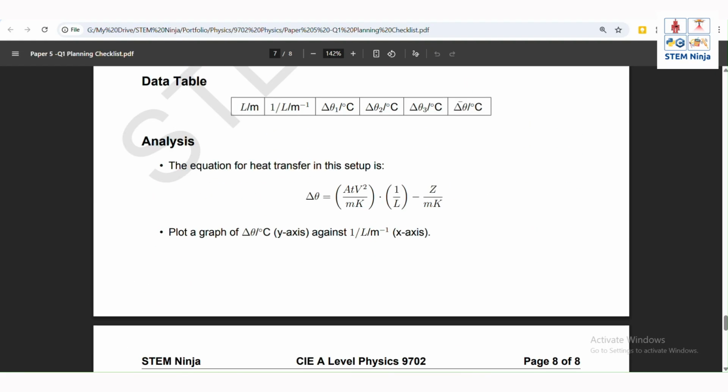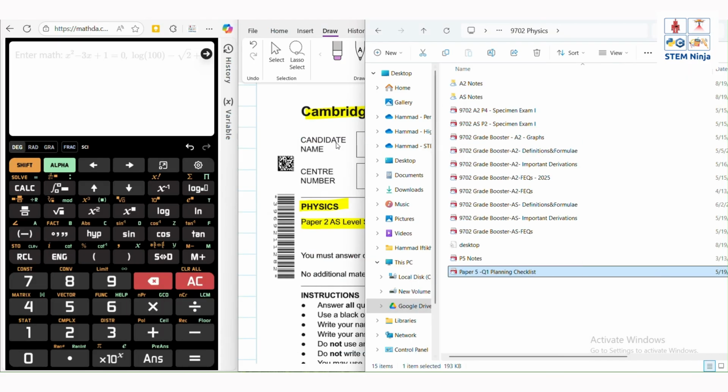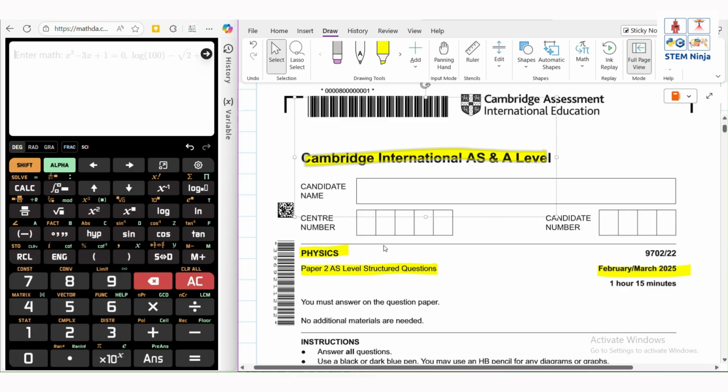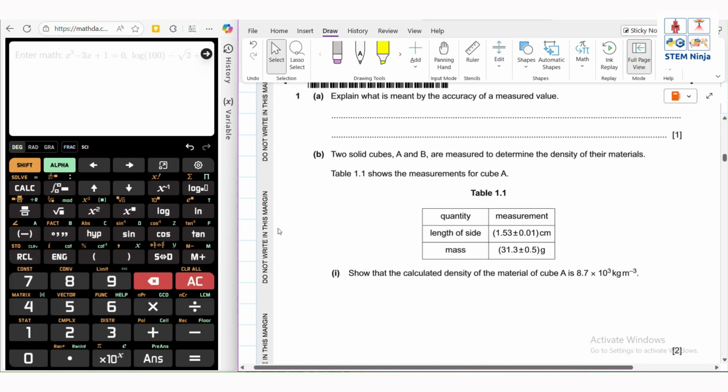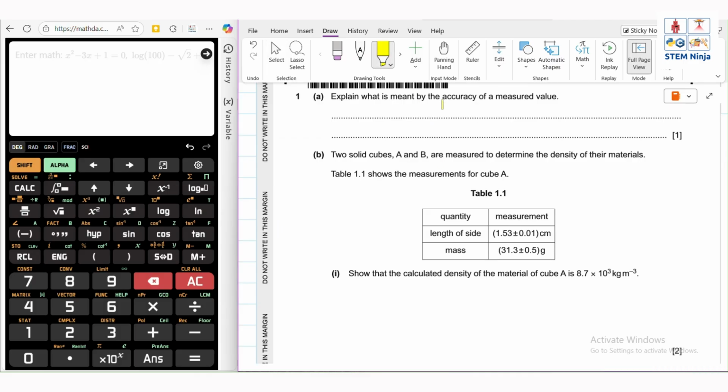Now, going back to this paper that we want to see. All right, let's start with the first question. Explain what is meant by accuracy of a measured value.